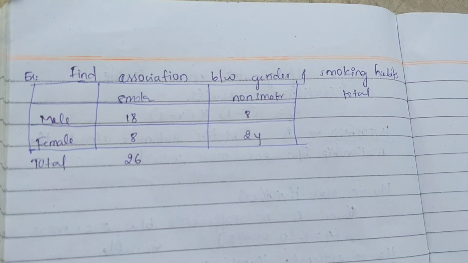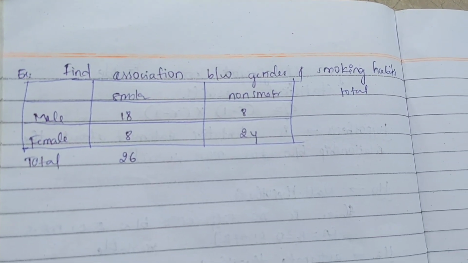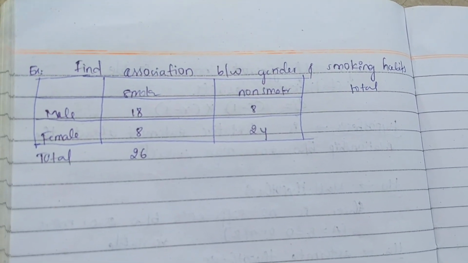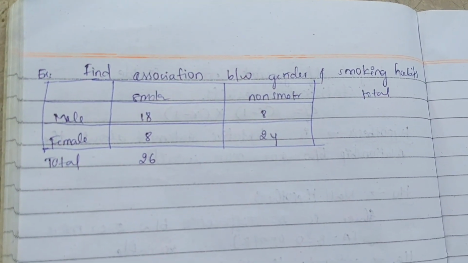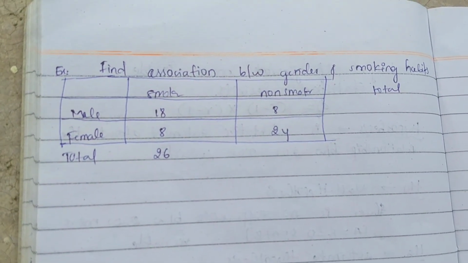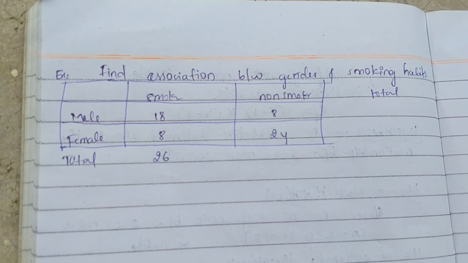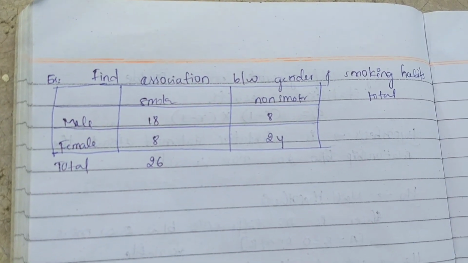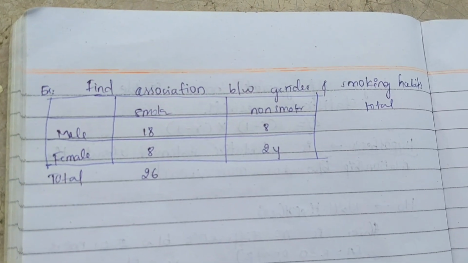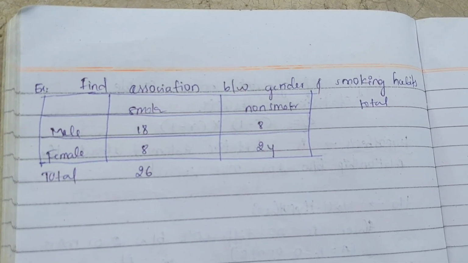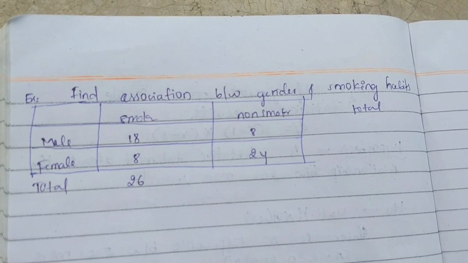Hello all. Today we'll discuss an example for the chi-square test. Here we have data of smokers and non-smokers, and in that, whether females and males smoke or not. What we have to do is find out the association between gender and smoking habits. So we'll make this table complete.